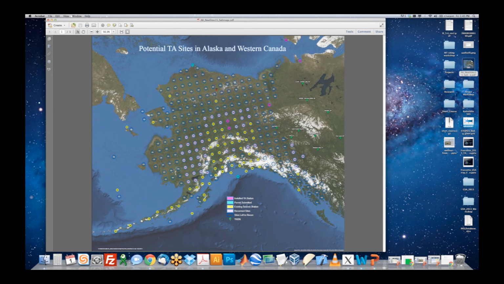So I would put forward this map as the working plan for what you could expect to see showing up on the TA network data availability, maybe a year to two years from now. That is what we're going to have on this map. And then that's going to mushroom from there.